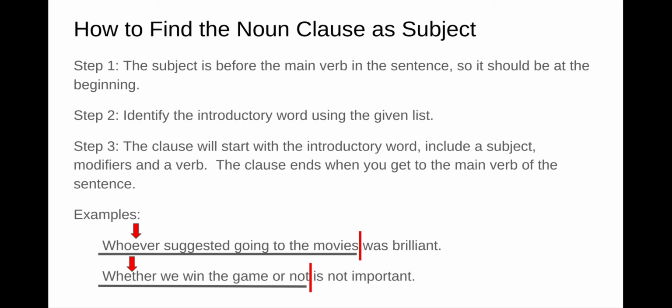So let's test this one out as well. Whether we win the game or not is not important. What's not important? Whether we win the game or not. So there you've got it. Those are the easy steps to finding the noun clause as the subject of the sentence.